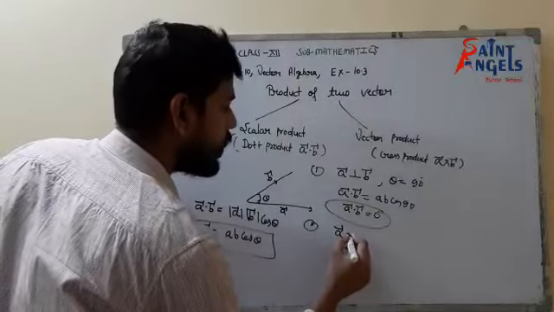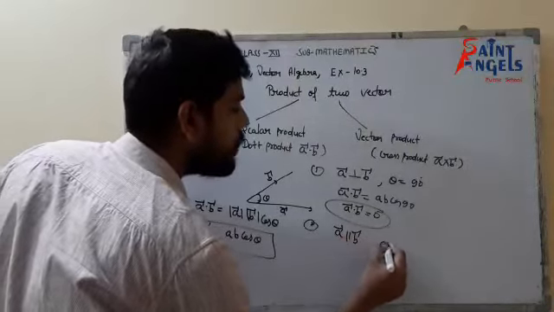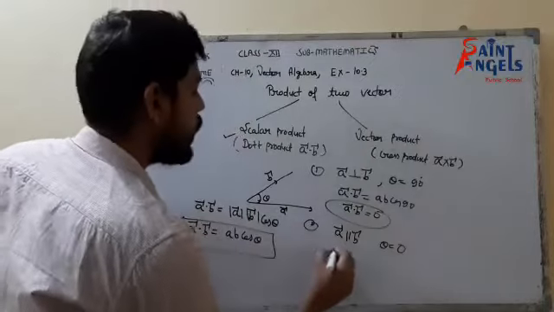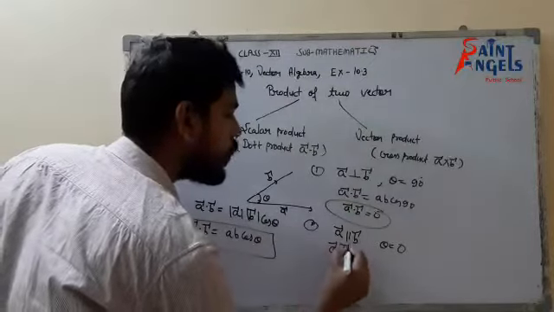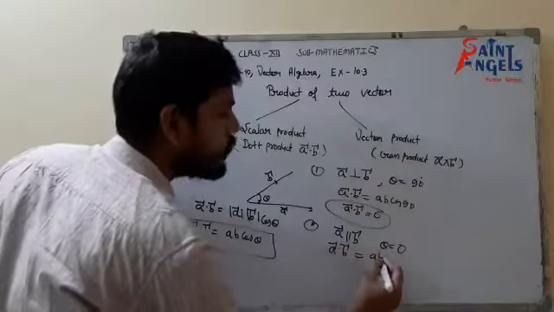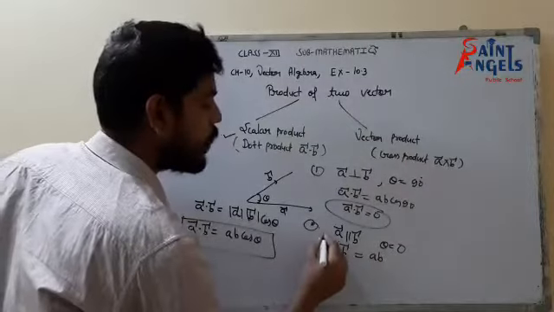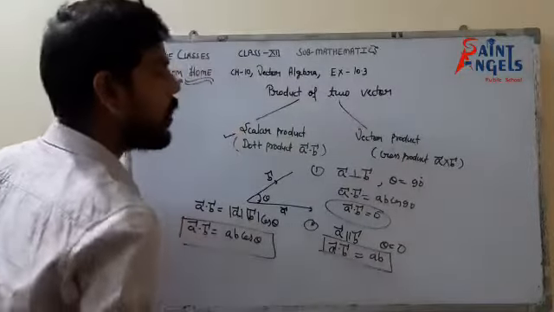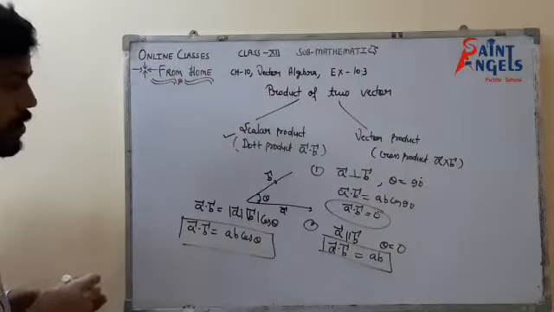Second, if they are parallel to each other, or the angle between them is 0 degrees, then vector A dot vector B would be AB cos 0, and cos 0 is 1. So A dot B equals AB. Now please pause the video and note it down.